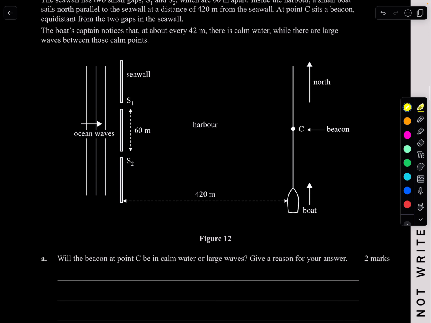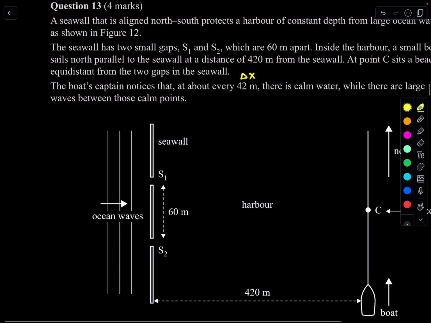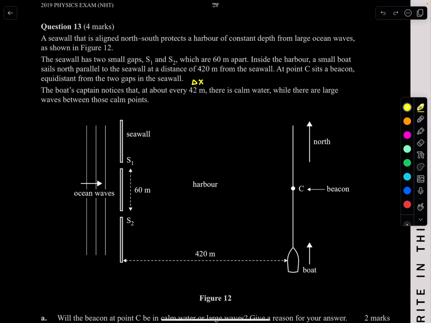Just from looking at this straight away, you should realize that this is like the double slit experiment, Young's double slit experiment. The boat's captain noticed that about every 42 meters, there's calm water, with large waves between them. Basically, this is your change in x. This is the distance between your nodes or your antinodes. So that's your change in x, because it tells us that the captain noticed that about every 42 meters there's calm water. And of course, in between them, there must be large waves. So this is your node.